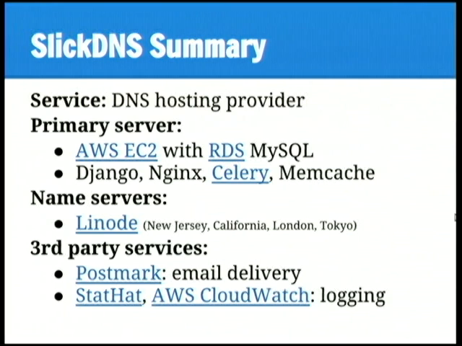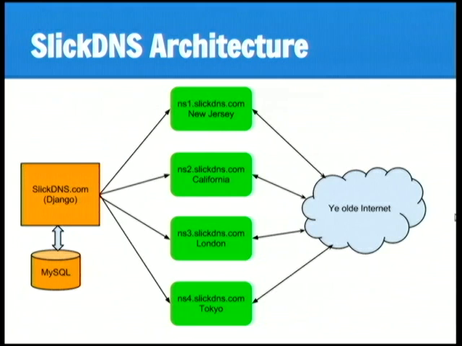Here's a rough diagram, not a designer, obviously. So essentially, customers configure their DNS information with the web server, slickdns.com, and then that is pushed out to the four name servers, which are then queried by the internet.